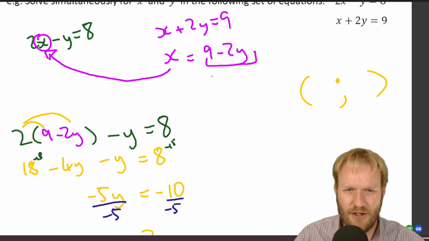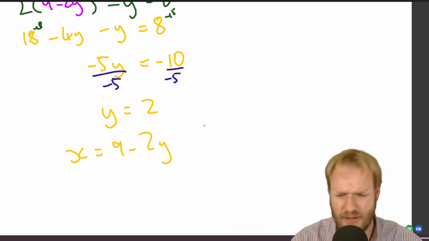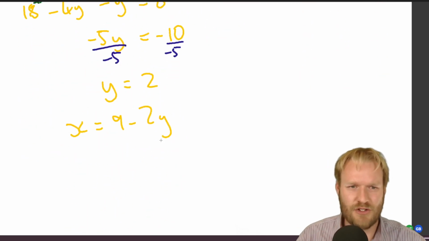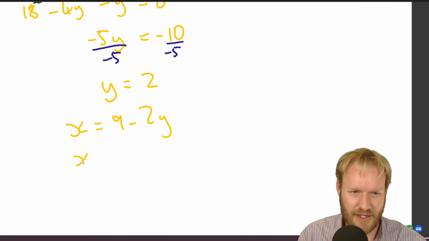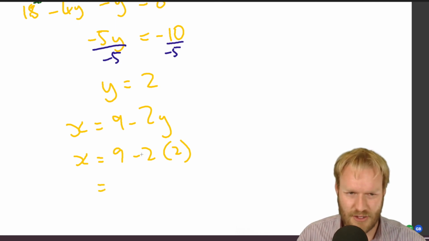Now we've got x equals 9 minus 2y. That was our equation, I think. So I'm going to put the y in here. So x equals 9 minus 2 times that 2, because y is 2. So x equals, well, 2 times 2 is 4, so 9 minus 4 is 5.